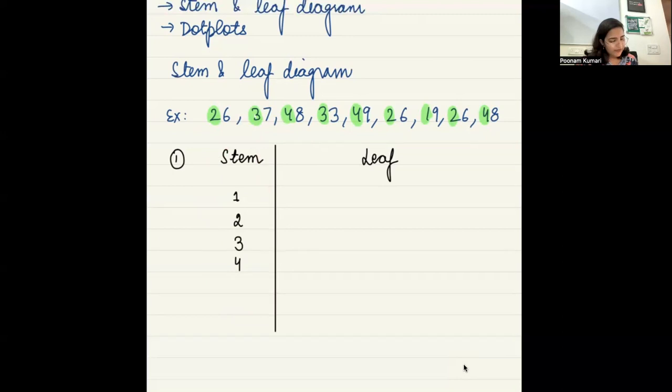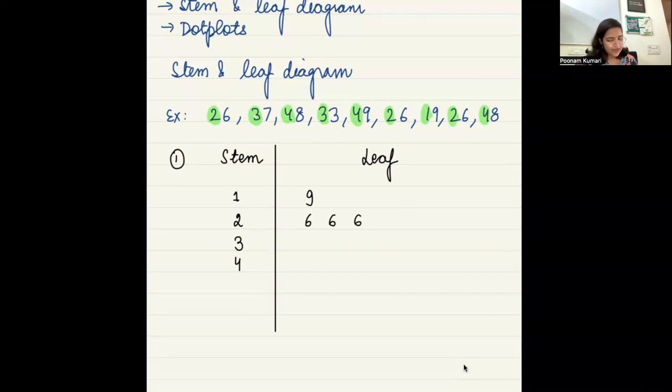Okay, and then you have to list all these stems in a column which we have written, and then what do you have to do? In front of the stem, write all the numbers that are there as leaves. Okay, so what are the numbers that I have here? So in front of 1, what else is there? 19. So I have a 9, and then that's all. So what I will do is I will write a 9 here. Okay, then after 2, I have 3 numbers, 26, again 26, again 26. So I have 6, 6, 6 3 times. So what I will do is I will write this 6, and then 6, and then 6. Okay, that's what I will do.